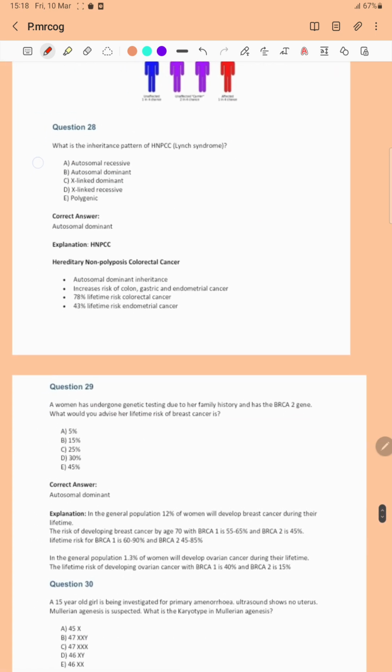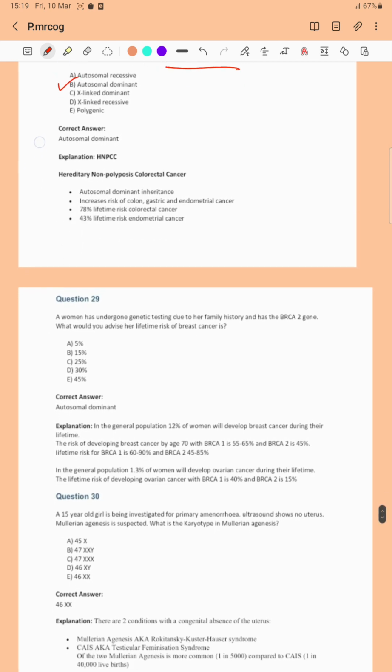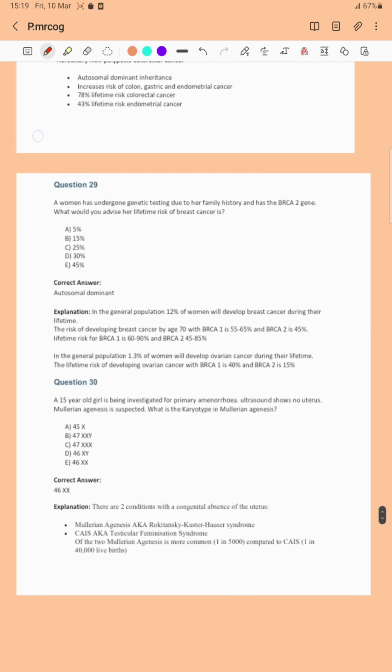So next question, what is the inheritance of HNPCC, which is Lynch syndrome? It is autosomal dominant, and it is hereditary non-polyposis colorectal cancer. They are autosomal inheritance, with an increased risk of colon, gastric, and endometrial cancer, and a 75 to 78% lifetime risk of colorectal cancer, and a 43% lifetime risk of endometrial cancer.